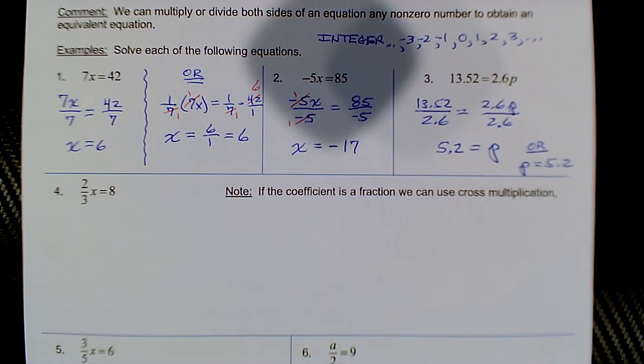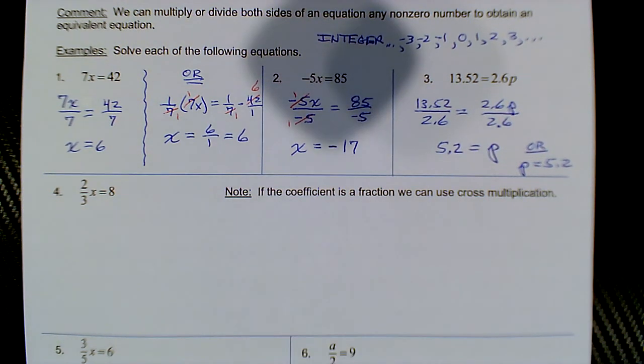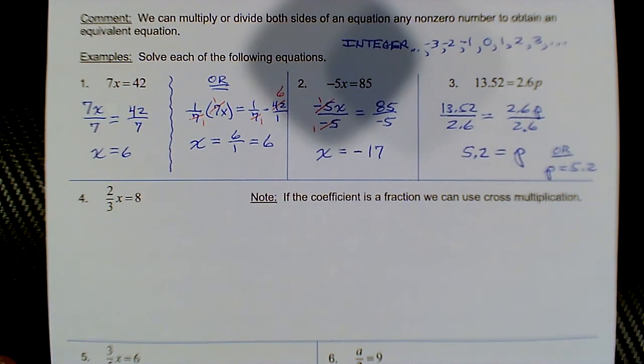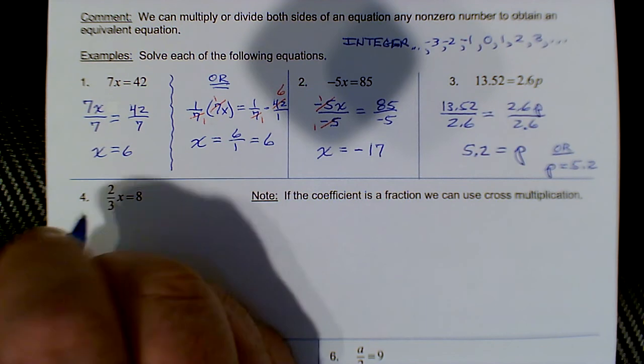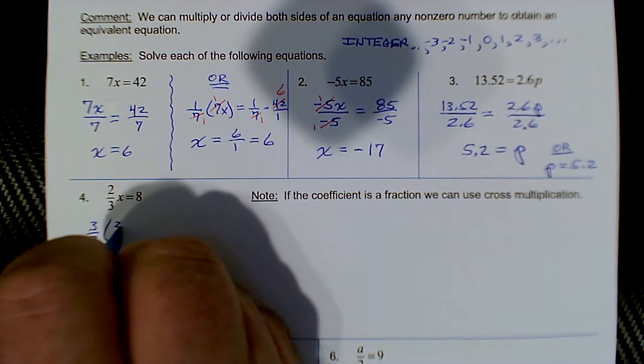I wrote here a note. I'm going to show this answer in 2 ways. Here it's cumbersome if the coefficient of the variable is a fraction. It is cumbersome to think about dividing by the fraction. So that's where the idea of the reciprocal comes into play. So the reciprocal of 2/3 is 3/2. So I'm going to multiply both sides by 3/2.